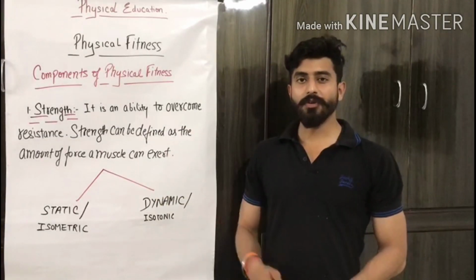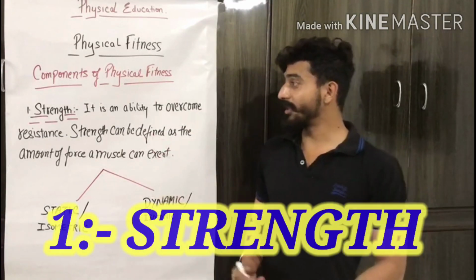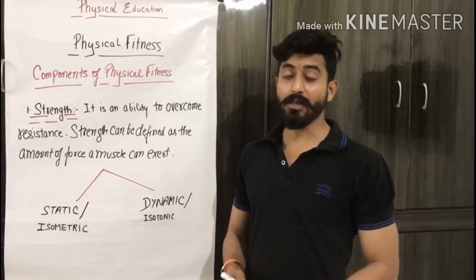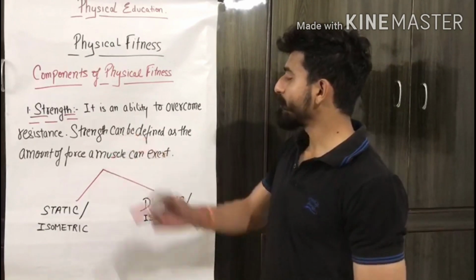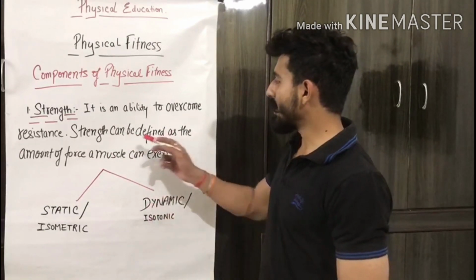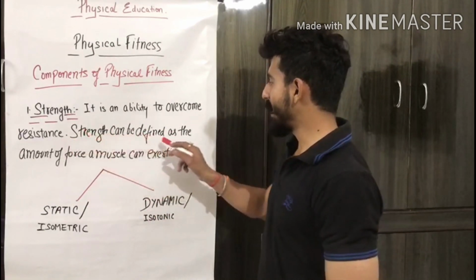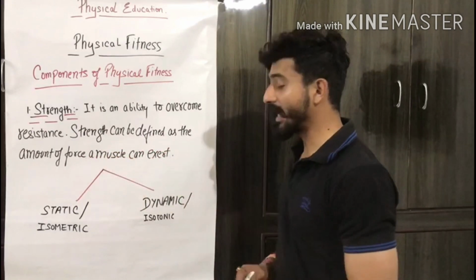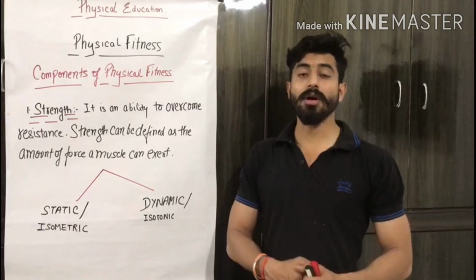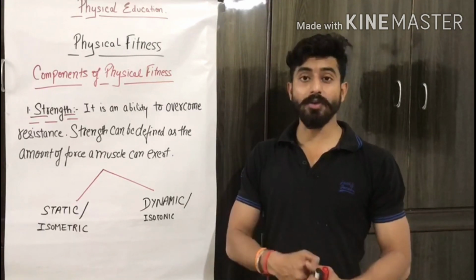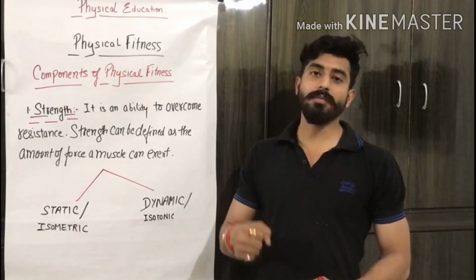Okay, so let us start with the first component of physical fitness, that is strength. Strength is a very important component, as you need strength to fulfill all the components of physical fitness. Okay, so strength is an ability to overcome resistance. Strength can be defined as the amount of force a muscle can exert. Strength is basically the muscular force that you can exert to overcome resistance of any object, to move that object or to overcome the resistance.